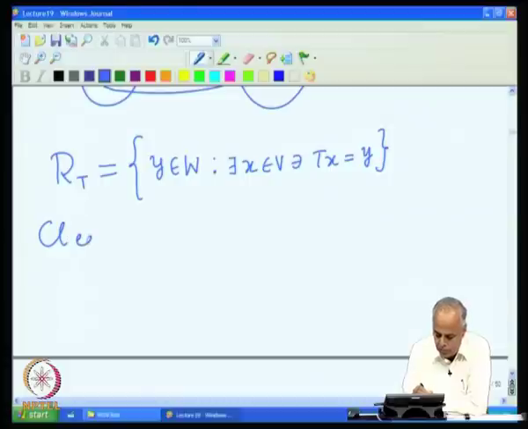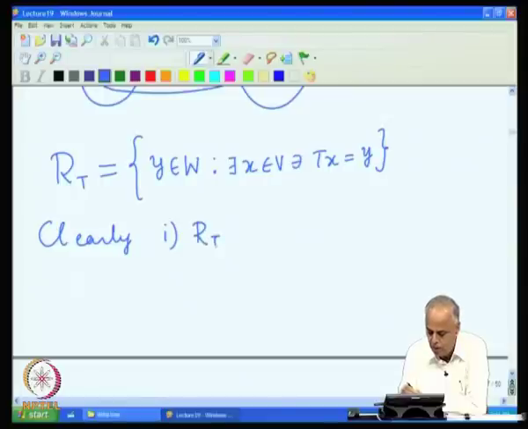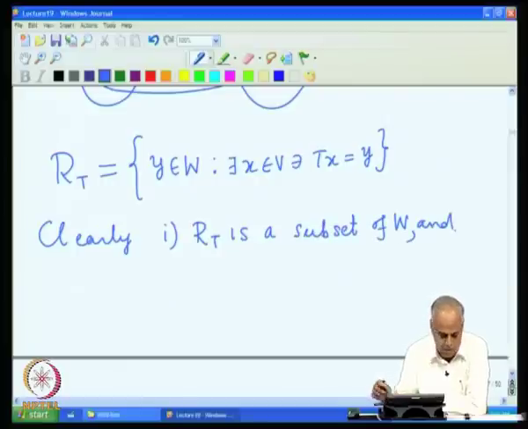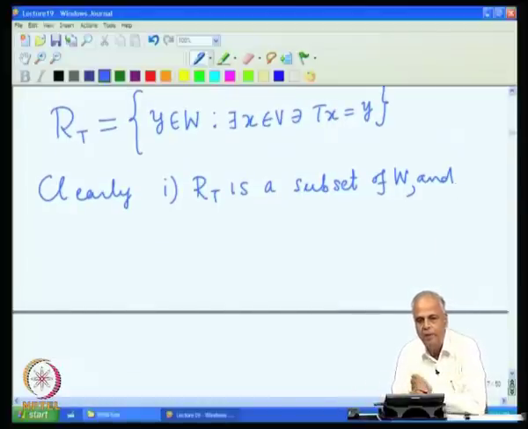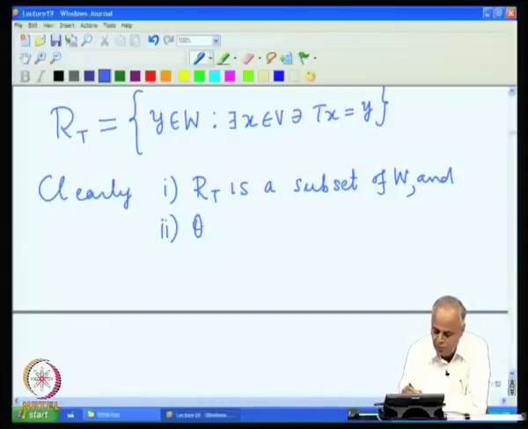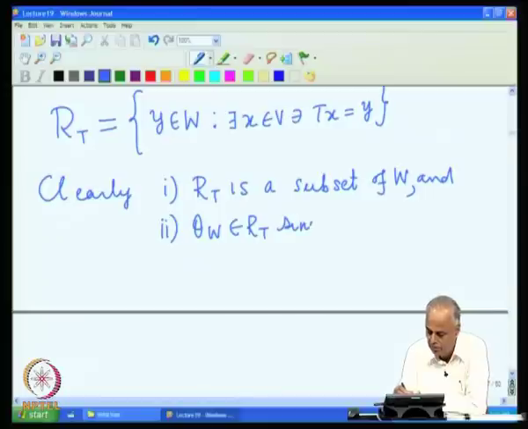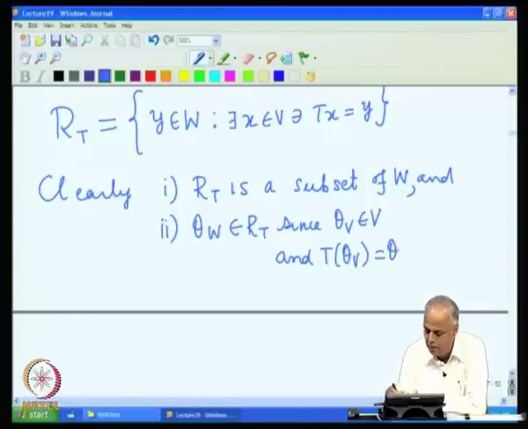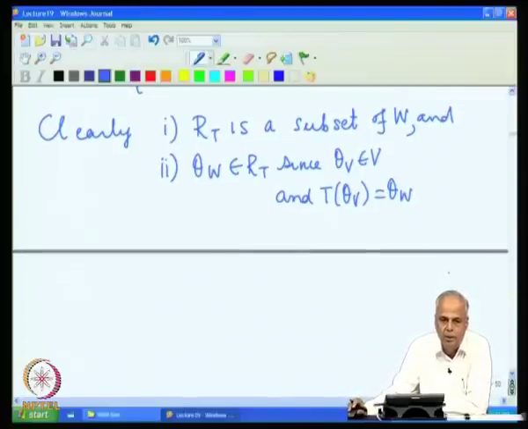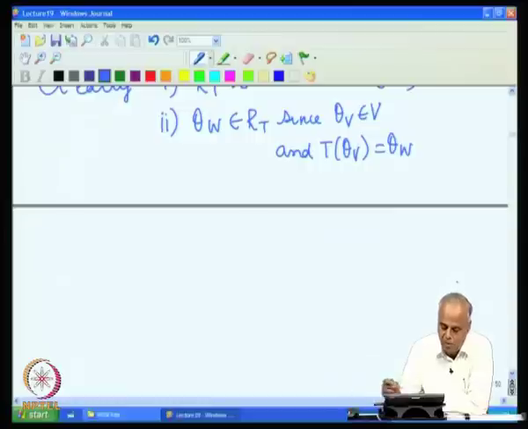Now, clearly, since this is a collection of vectors in W with certain specific property, it is a subset of W. R T is a subset of W, and we have already seen that theta V goes to theta W. Therefore, theta W is one of the values taken by T. So, theta W belongs to R T since theta V belongs to V and the value of T at theta V is precisely theta W. So, there is at least one point in R T, therefore, R T is a non-empty subset of W.